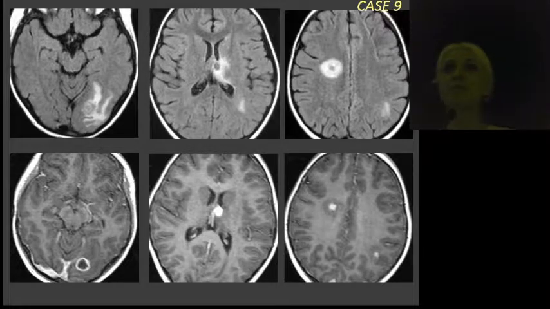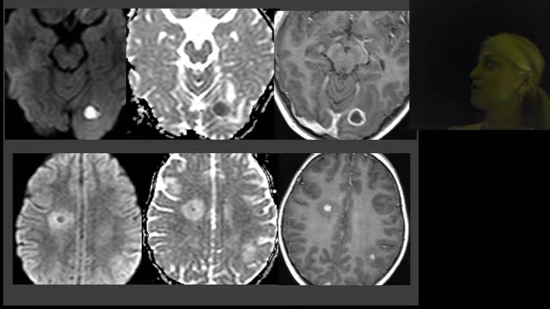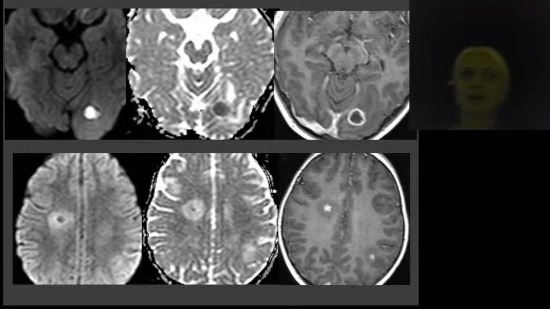Sometimes infectious lesions, when they are small, they are nodular, and when they're getting bigger, they get necrotic and are ring-like. But then diffusion was so confusing for us, because diffusion was restricted in this big lesion, but was elevated in the smaller lesions. So you think, is the big lesion different than the small lesions, or what is this exactly?